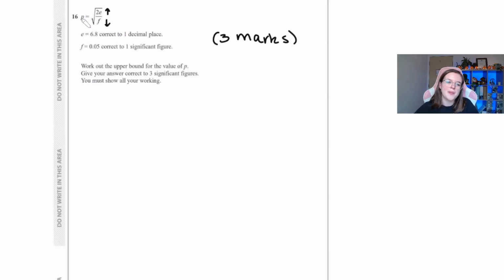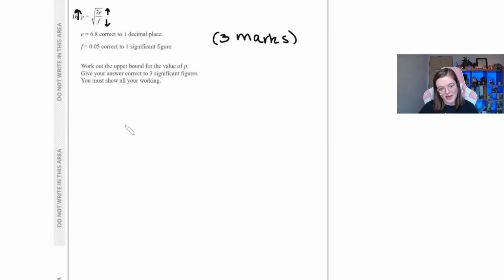So if you're finding the upper bound of this, you want to have the opposite of a pinch, kind of expanding it like that, which means you want to have the upper bound on top and the lower bound underneath. So let's find the upper bound of E and the lower bound of F.